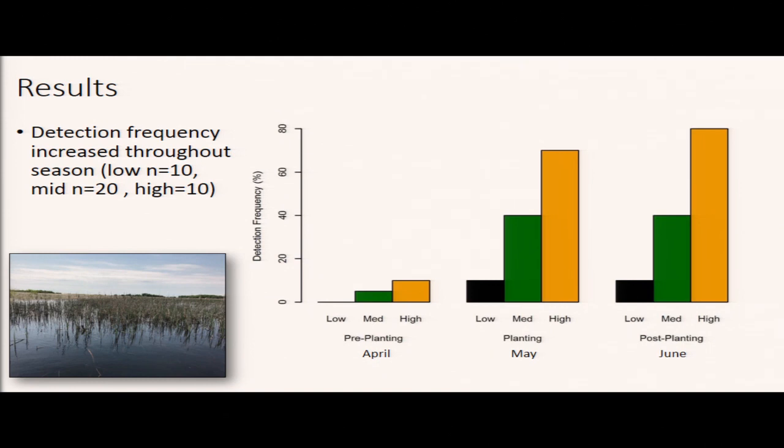And so in our results, we found that as planting activity progressed, we saw more detections throughout the season. We also had more detections in areas that were receiving higher agricultural use. And so we sampled these basins. We sampled 10 of our low, 20 of our mid, and 10 of our high basins.